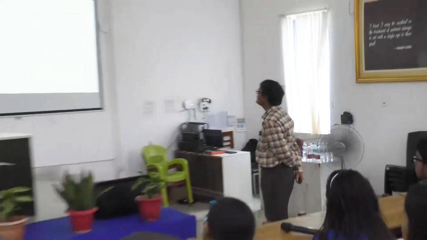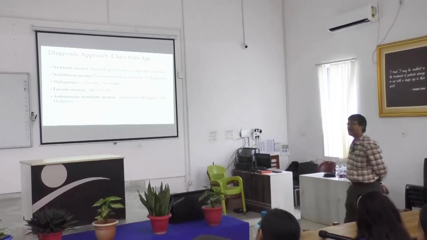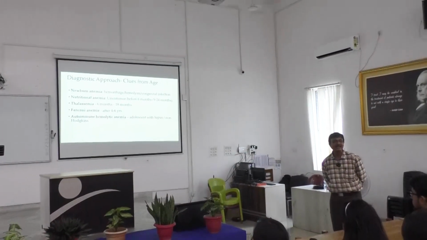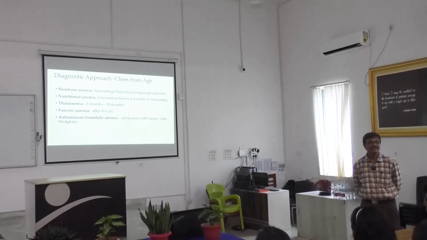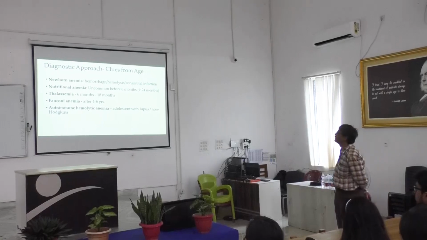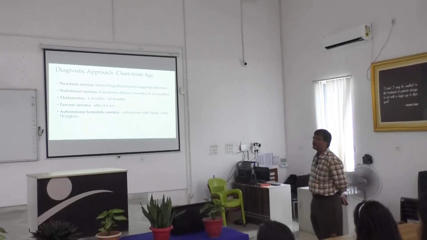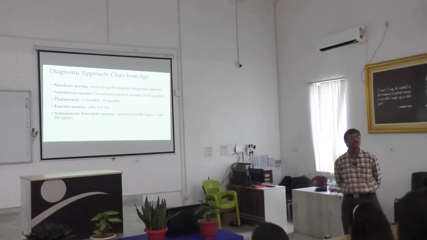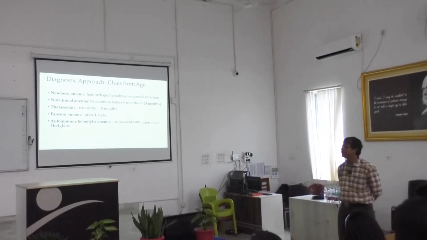So, diagnostic approach: clues from the age. How you can differentiate in different ages. This is, I tell you repeatedly, in history taking, what is the importance of age. So, this is one more sphere. If it is a newborn, you think of hemorrhage or hemolysis or congenital infection. You don't think thalassemia in a newborn.